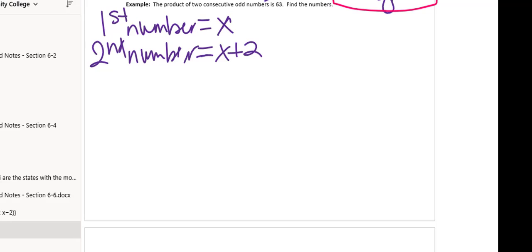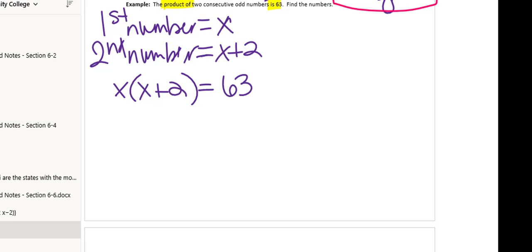Now they give us a little more information. They tell us that it's a product and that it is 63. That's where the equal sign goes. So if I have x, the first number, times, because it's a product, x plus 2, I end up with 63. So what we have is a quadratic equation. And now I have to find the numbers.